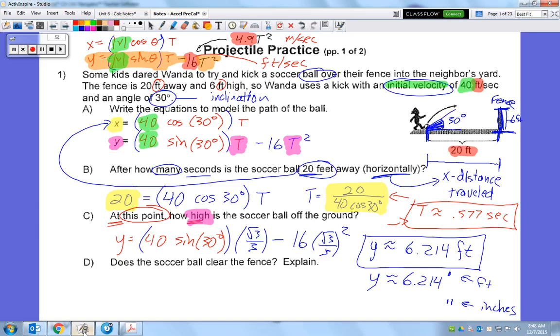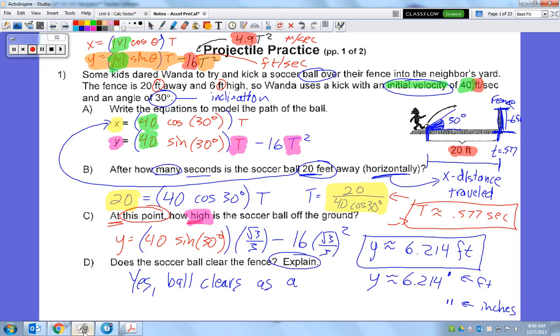Alright, does the soccer ball clear the fence? And explain. So at this point in time, t is equal to 0.577. It is 6.214 feet. It of course will clear because the fence is only 6 feet. And at this point in time, it's going to be 6.214 feet high. So yes, the soccer ball does clear.